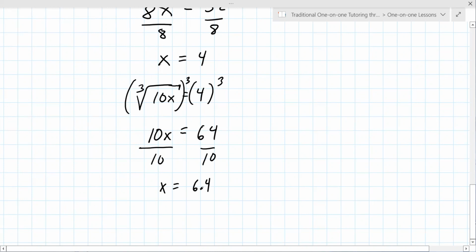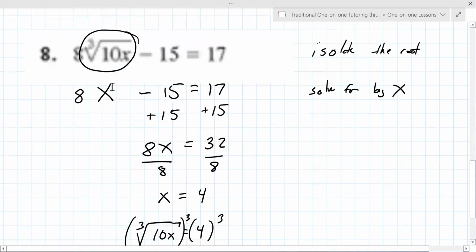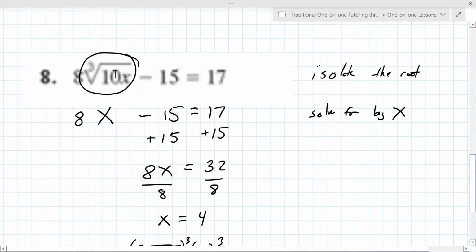And you might think, oh, well, that'll be tough to check. Well, when you put it back into the original, you're multiplying by 10. So 10 times 6.4 is 64. Cube root of 64 you can do. So you can definitely check these with reason. All right, so let's look at 10. 10 is a good one to look at.